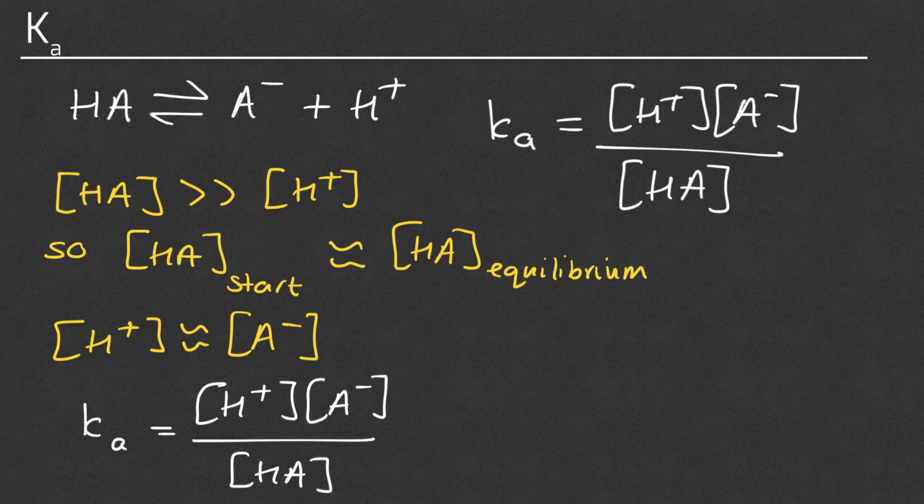This is important for two reasons. The first one is that we only are given the concentration of the acid at the start. We don't know what the concentration of the acid is at equilibrium. However, we assume that it's the same. So we can use the concentration of the acid at the start as the concentration of the acid at equilibrium. Now, since all of the H+ comes from the HA, so we've said that H+ is equal to A-, we can make a further simplification.